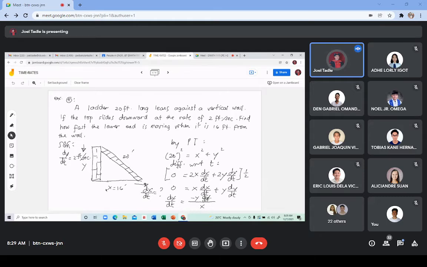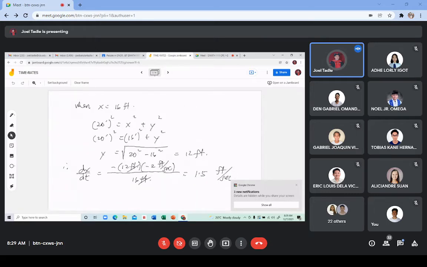But x is equal to 16 feet. So ma-solve gud nato ang y, kay ang x is 16 feet man. Gikan sa ato ang equation nga 20 squared equals x squared plus y squared, substitute 16 for x. So y is equal to 12 feet. Therefore, our dx over dt is equal to negative 12 times negative 2 divided by 16. So the answer is 1.5 feet per second. So that is our rate, 1.5 feet per second.